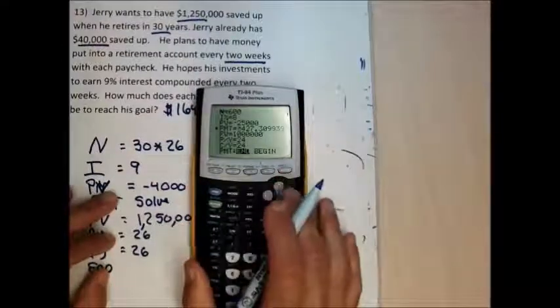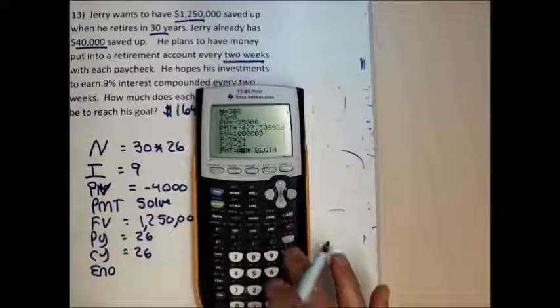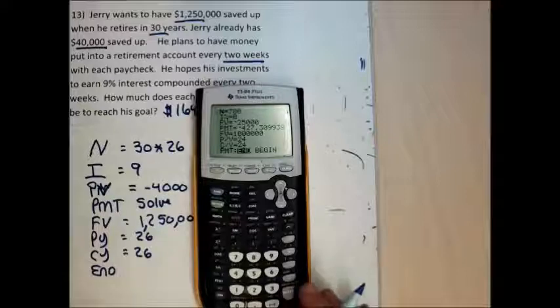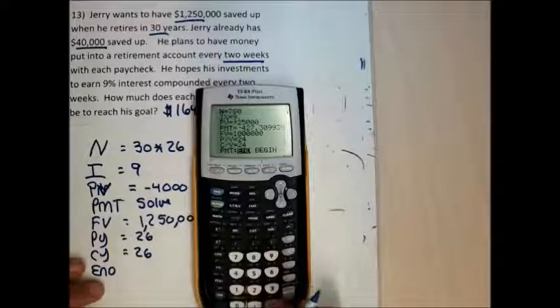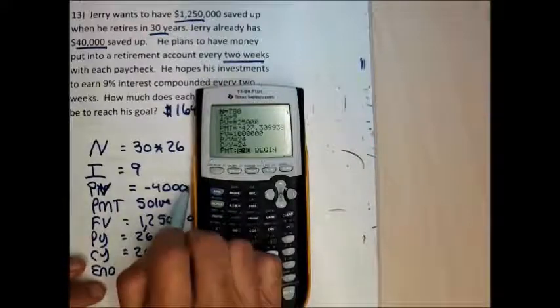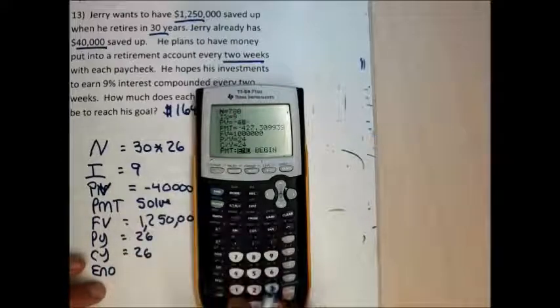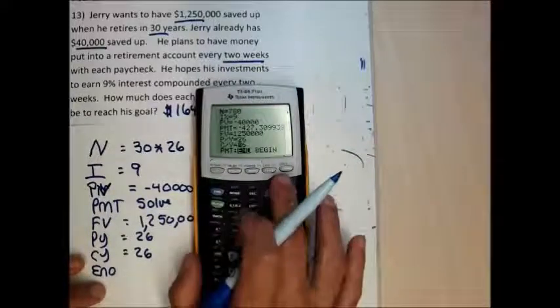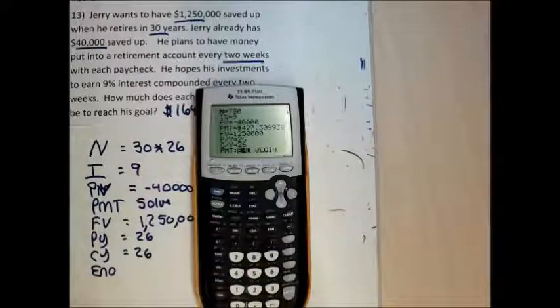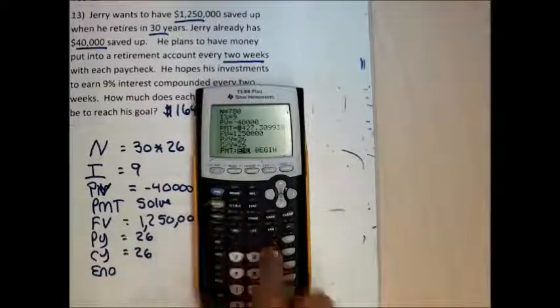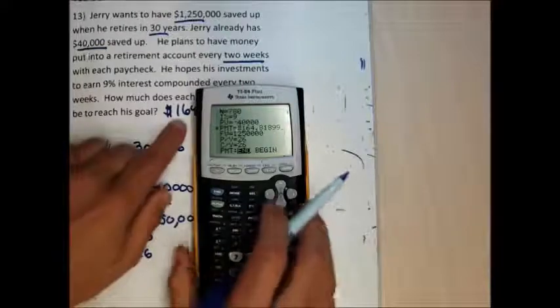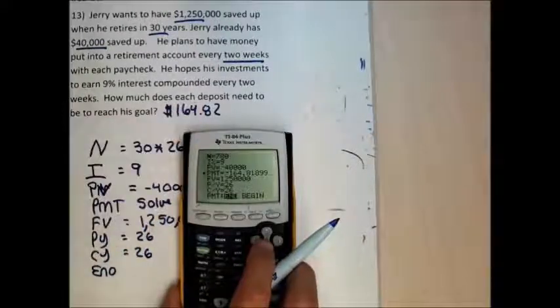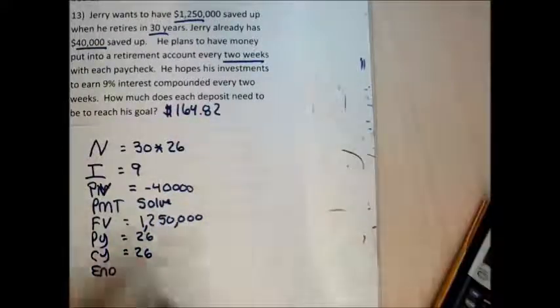So in for the N, I type 30 times 26. Turns out to be 780. 9 for the I, negative 40,000, I forgot a 0 there, for the PV. Skip over the payment, do 1,250,000 for the future value. Change the PY and the CY to 26. Arrow up to the payment, hit my green alpha button followed by enter, and I see $164, and that rounds to 82 cents, so I feel good about that.